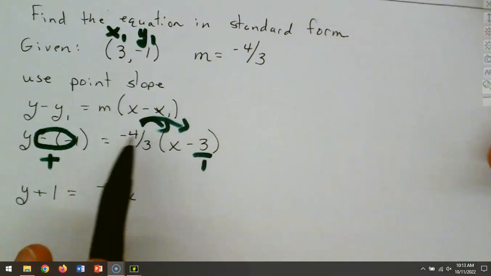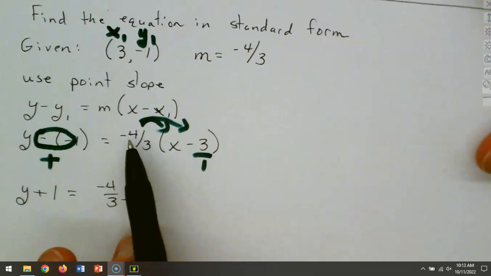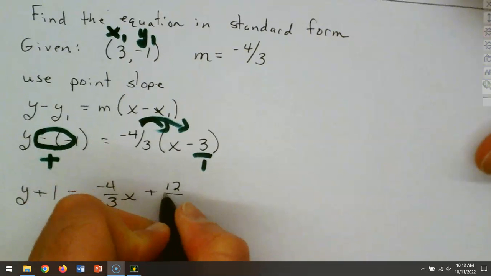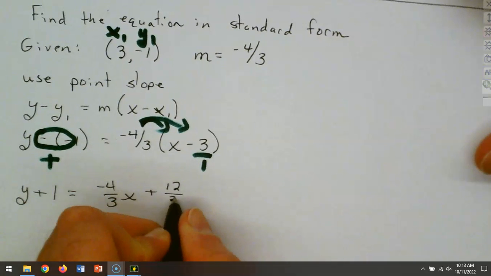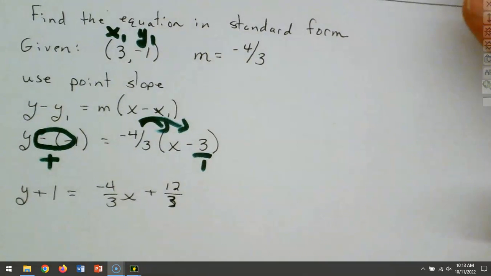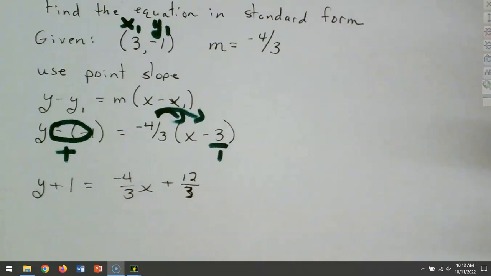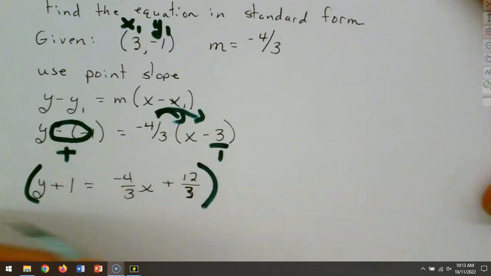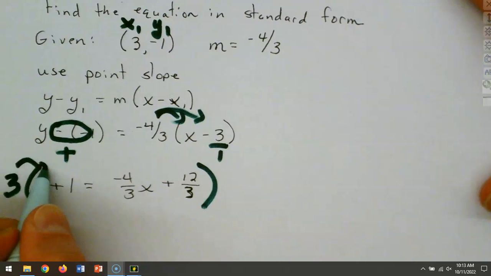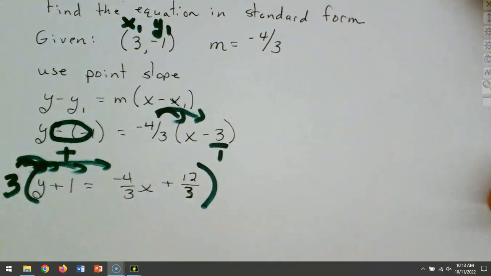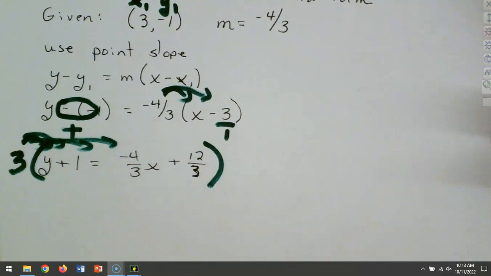Notice I wrote that minus 3 as a minus 3 over 1. So minus 4 minus 3, negative and negative makes it a positive 12 over 3. And you could write that as a 4. Okay, it doesn't matter. You could rewrite that as a 4. Doesn't matter because we're going to clear the fractions. So how do we clear the fractions? We have to multiply it all by what now? Yep, looks like 3. So let's do that. So multiply it all by 3.